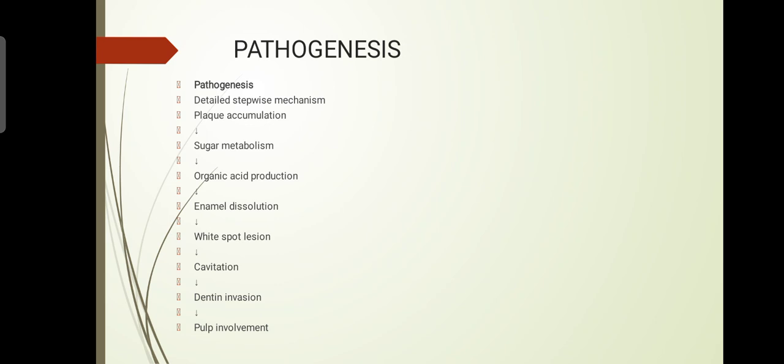After that, organic acids are formed. Cariogenic bacteria metabolize carbohydrates, and then they produce organic acids, mainly lactic acid, acetic acid, formic acid, and other organic acids. These acids accumulate within the dental biofilm, and as a result, the drop in pH occurs. When the pH drops below the critical value, as we have discussed, the environment becomes undersaturated with respect to enamel mineral.